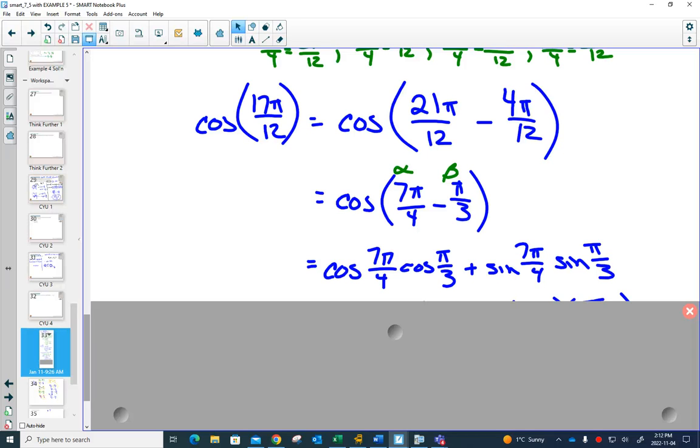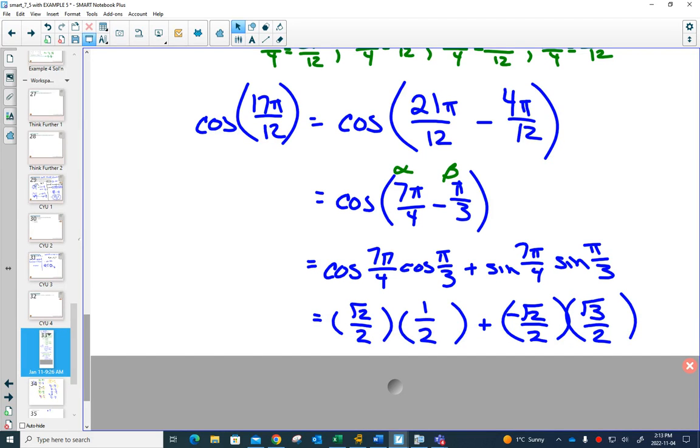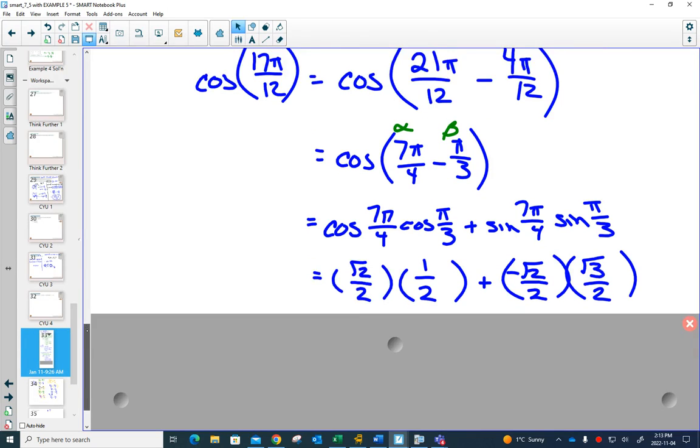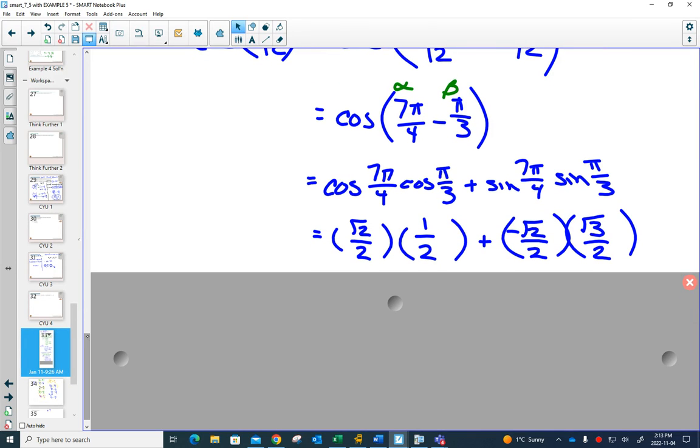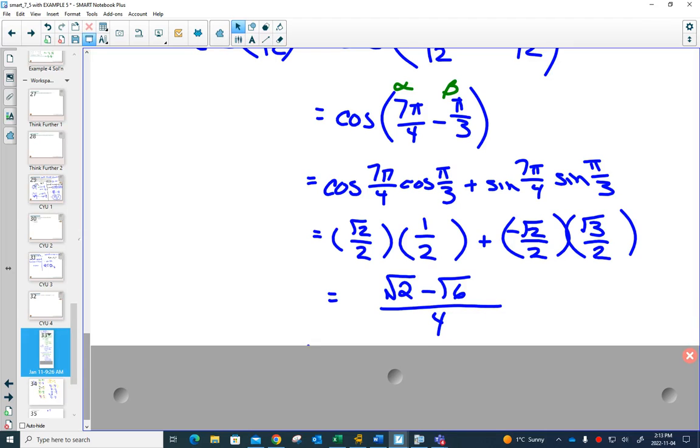Right? But now some of them aren't in quadrant 1 anymore. So some of them are going to be positive and some of them are going to be negative. Cos 7 pi over 4 is in quadrant 4, so it'll be positive, root 2 over 2. But sine of 7 pi over 4 is going to be negative. You get negative root 2 over 2. And when we multiply that out, we'll get a common denominator of 4. Put the tops together. This time we got a root 2 and then minus root 6 all over 4.